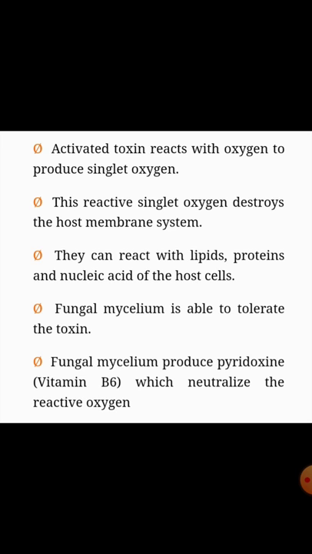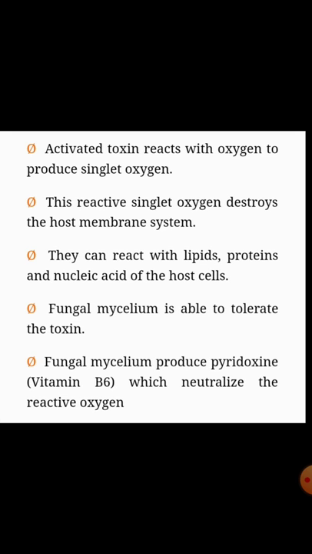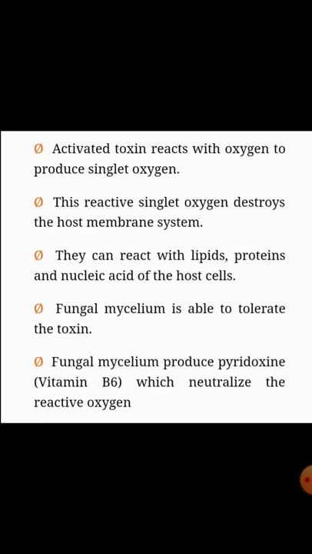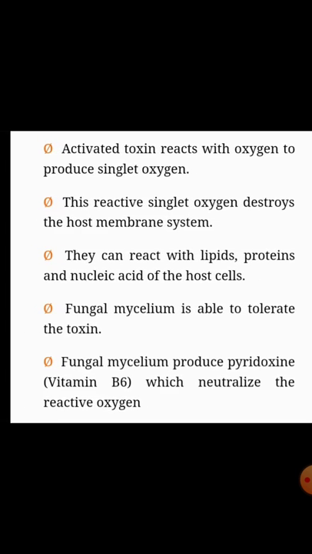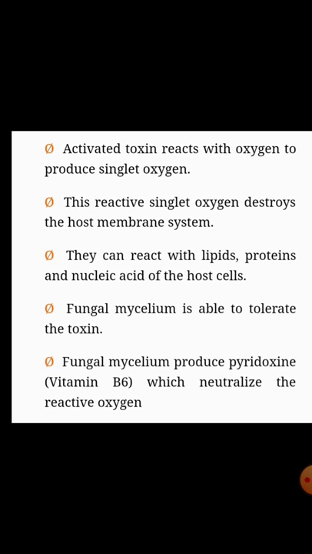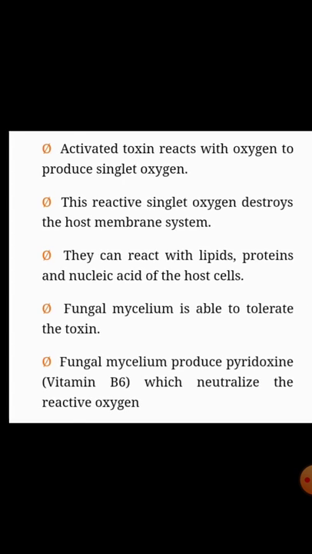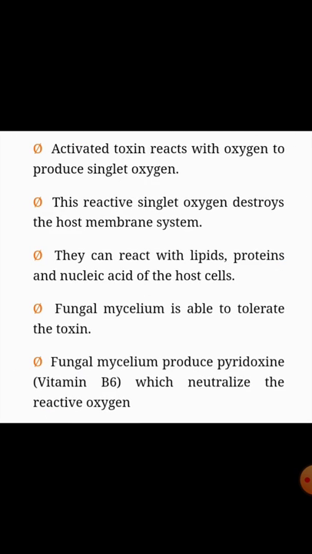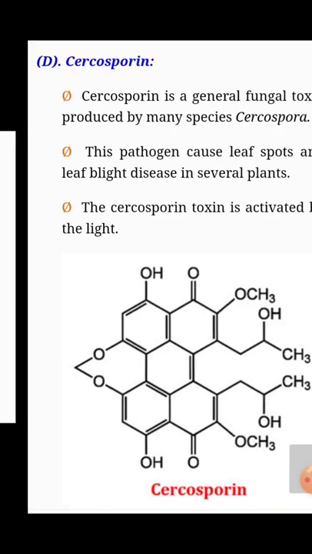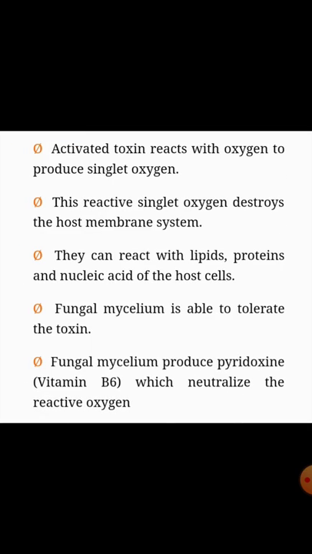Activated toxin reacts with oxygen to produce singlet oxygen, that is nascent oxygen, single atom of oxygen. This reactive singlet oxygen destroys the host membrane system. Host membrane, that is plasma membrane, gets destroyed after reacting with singlet oxygen, and they can react with lipids, proteins and nucleic acids of the host cell. This toxin, cercosporin, reacts with lipids, proteins and nucleic acids of the host cell. Ultimately, the fungal mycelium is able to tolerate the toxins. The fungal mycelium produces pyridoxine, vitamin B6, which neutralizes the reactive oxygen.